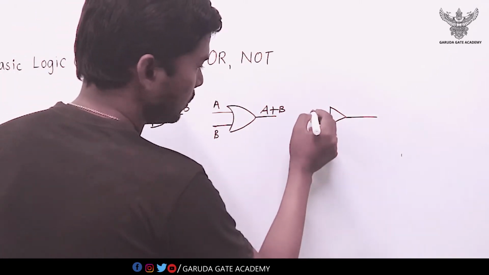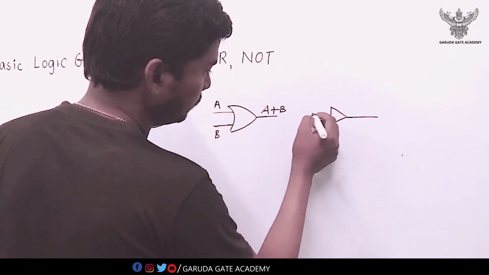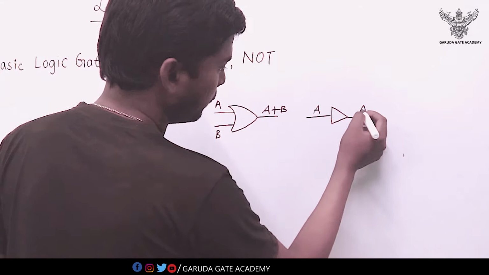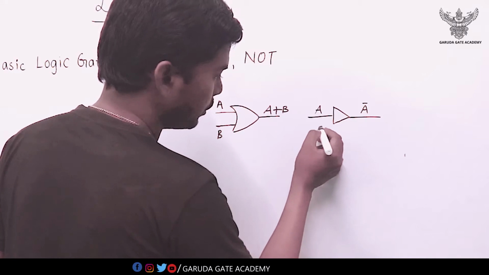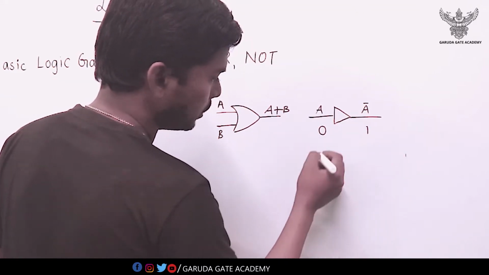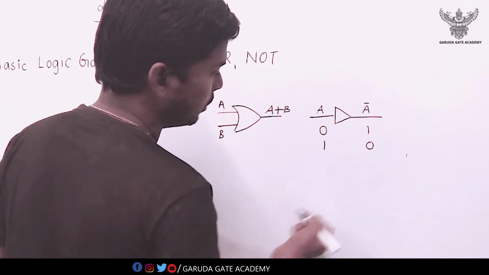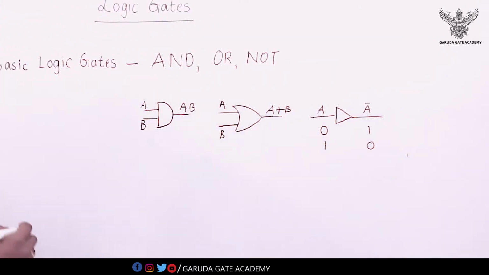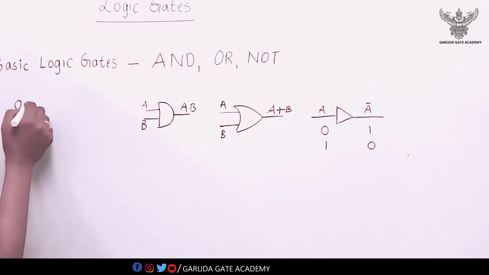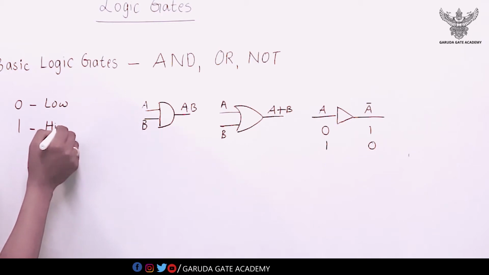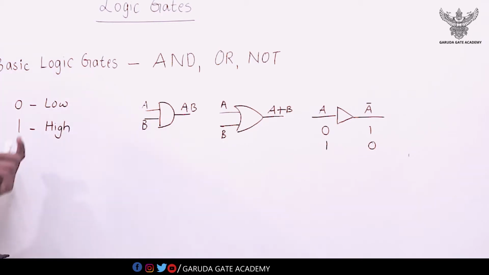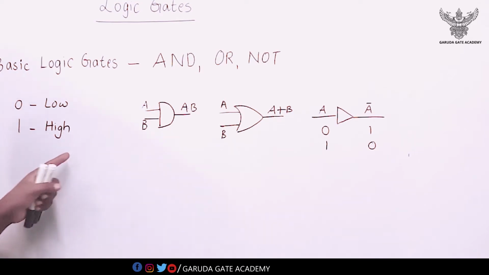Okay, so for this NOT gate, if you provide A as input, A bar will be the output. What I mean by A bar is, if 0 is provided, 1 will be the output. If 1 is provided, 0 will be the output. And one more thing, sometimes 0 and 1 are referred to as low and high, 0 as low, 1 as high. Both of them have the same meaning. Either 0 or low is the same, either 1 or high is the same. Okay, so let us see the truth table.